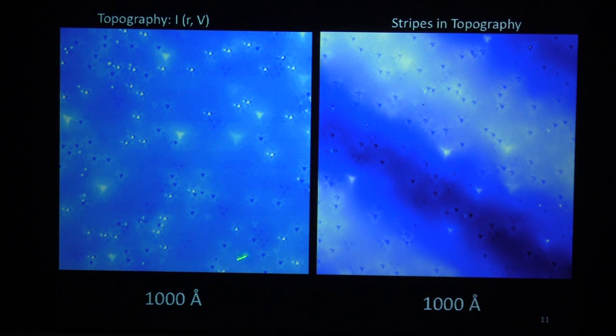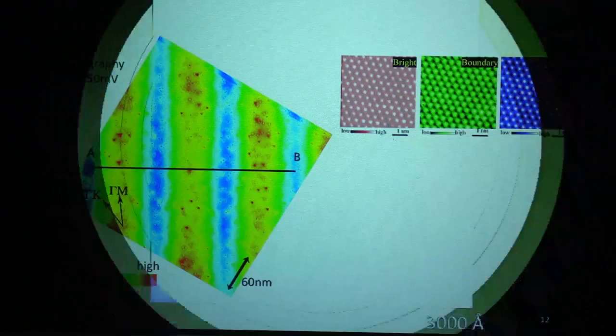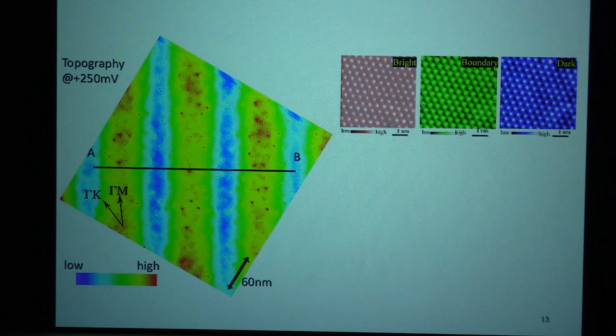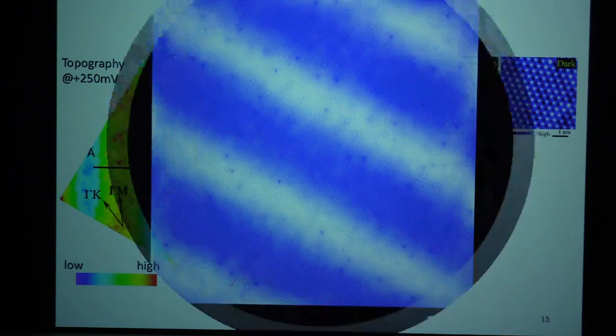Many times when we take large area topographies, it looks flat like this. But quite often, the topography looks like this. And if you take an even larger area, this is 3,000 angstroms, then you can see stripes in this material. So the question is, what are these stripes? And how do they affect the density, electronic structure?